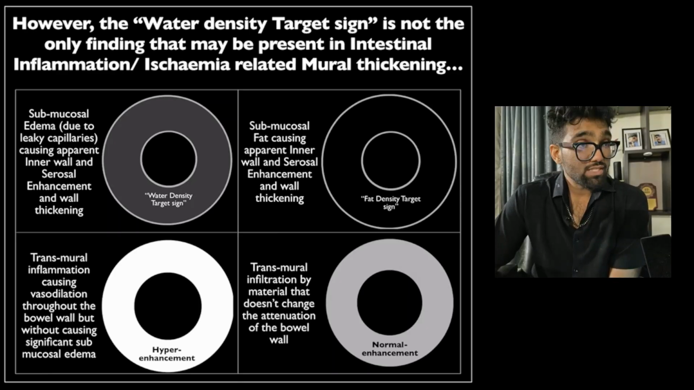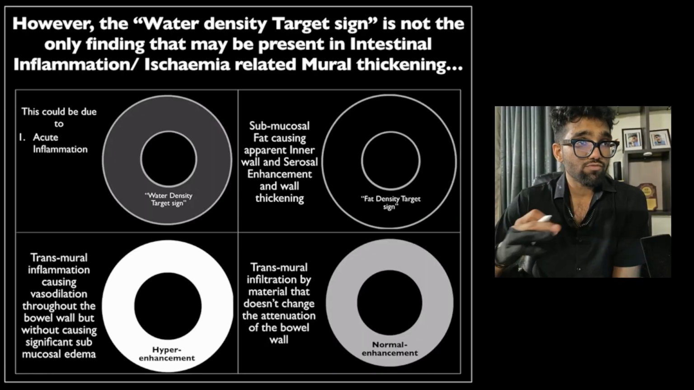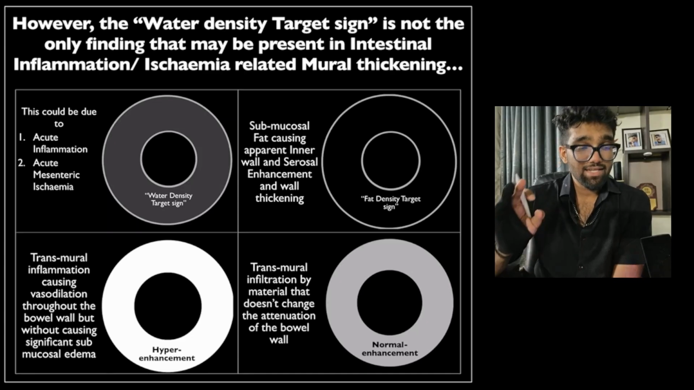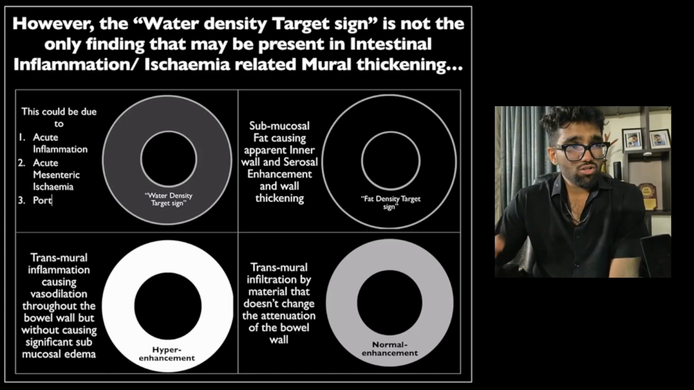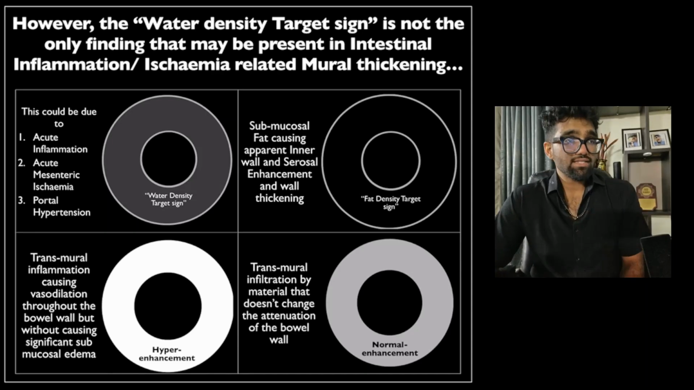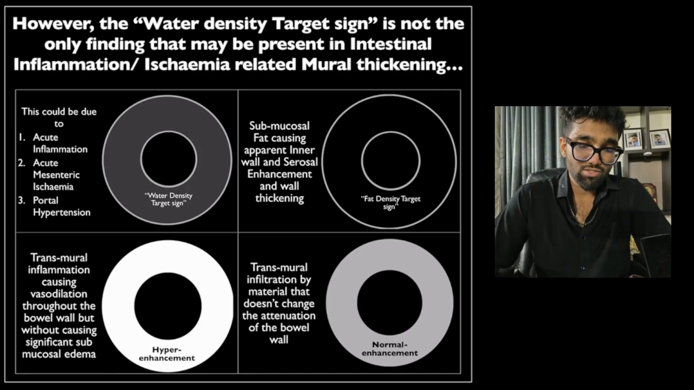So what do we suspect in each one of these conditions? In case of the water density target sign, we would think this could be due to, as we've discussed, acute inflammation, which could be due to an infection or may not be due to an infection. It could be due to acute mesenteric ischemia, as we've seen, but it is not directly acute mesenteric ischemia. Then finally, it could also be due to back pressure because of portal hypertension. So when you have a water density target sign, these are the three possible entities that you must consider. It is not directly indicative of mesenteric ischemia, as is often misunderstood.